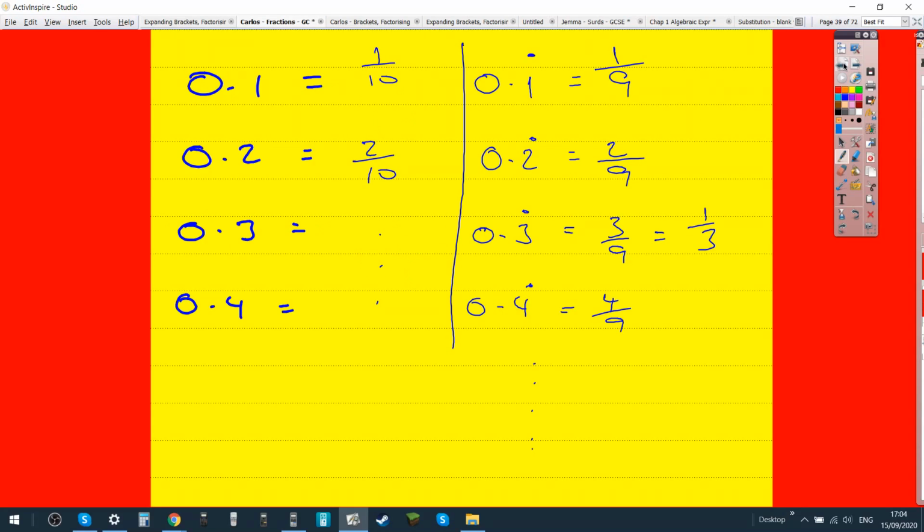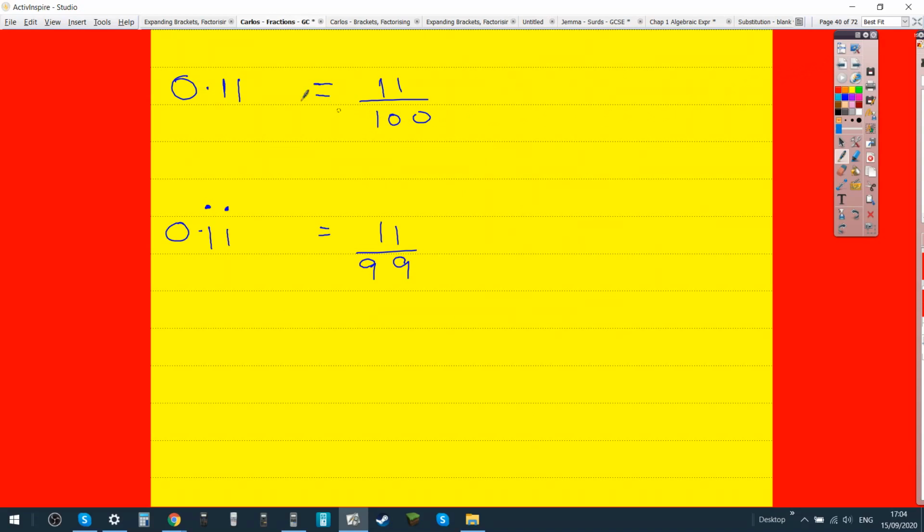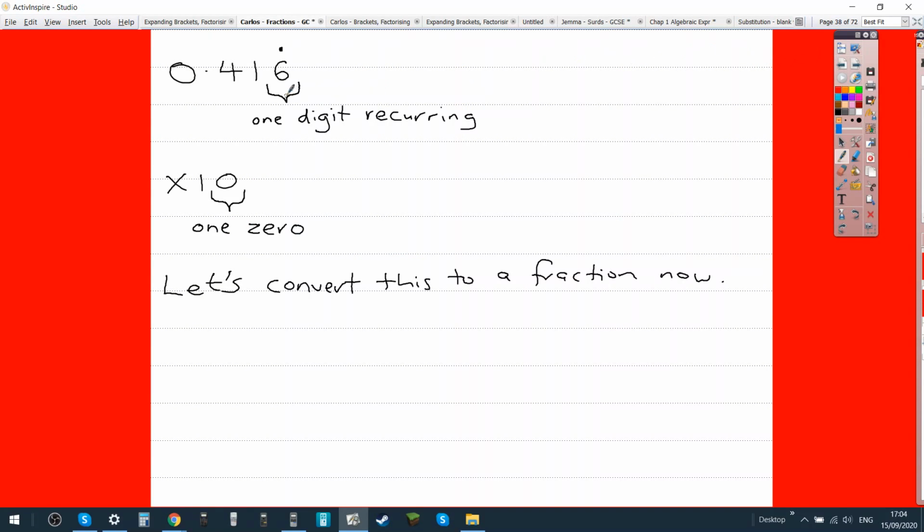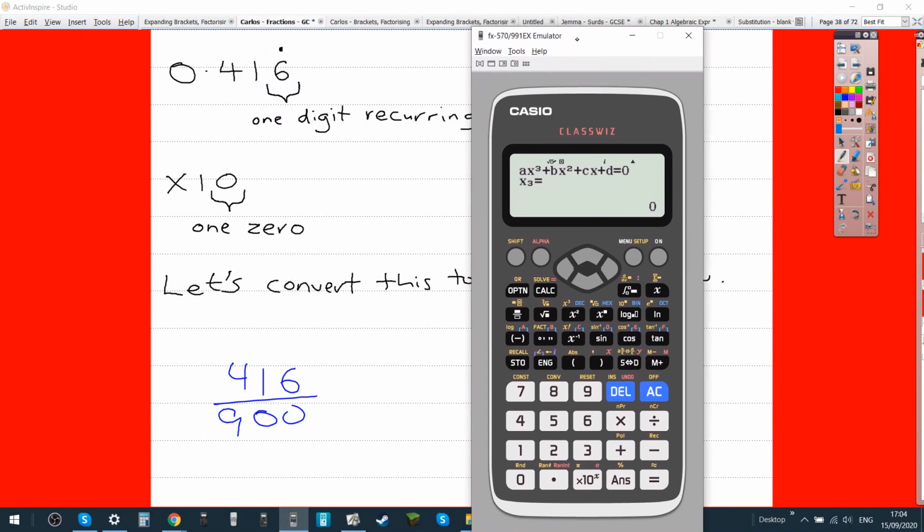So if I now go back, the non-recurring digits are 0. The recurring digits are 9. And so this as a fraction, I believe, is 416 over... So the recurring digit is a 9, and every other digit will be 0. So 416 over 900, I think.